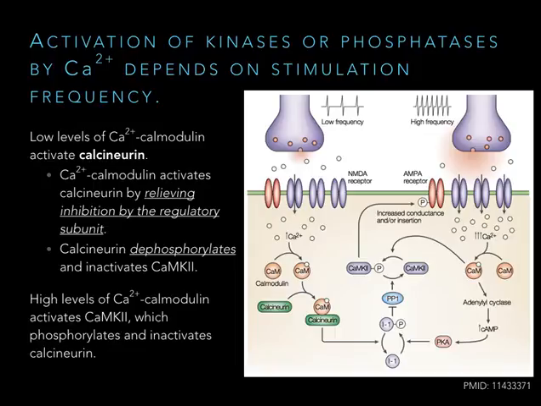So if we have a low level of activity, there's going to be generally lower levels of calcium, and so there'll be low levels of calcium calmodulin. Okay, calmodulin is that calcium binding protein. The low concentrations of calcium calmodulin will only bind to the highest affinity binding partner. In this case, it's going to be the phosphatase calcineurin.